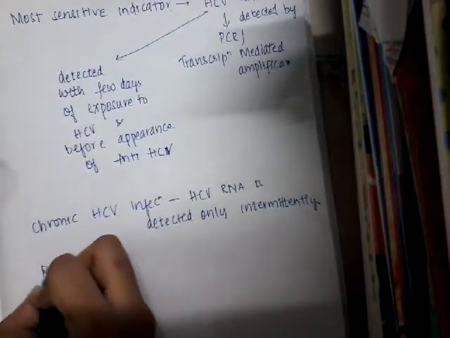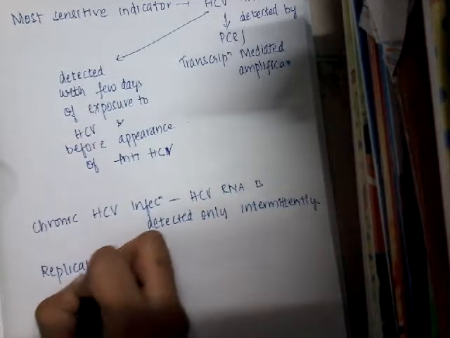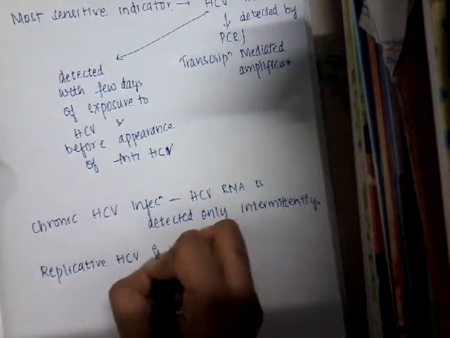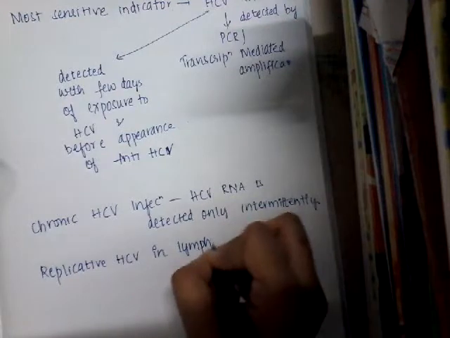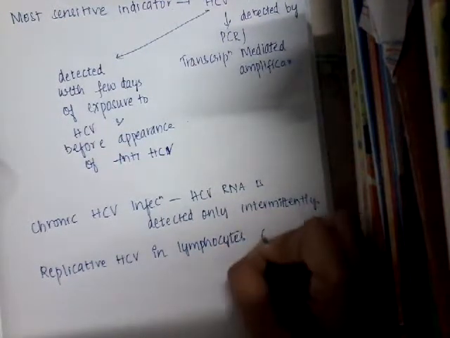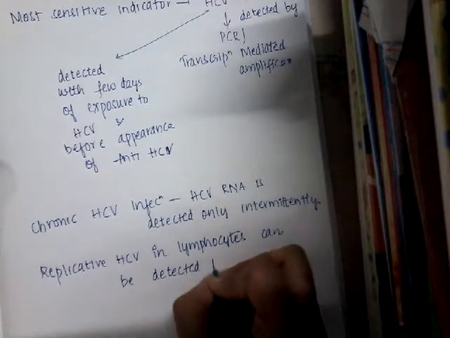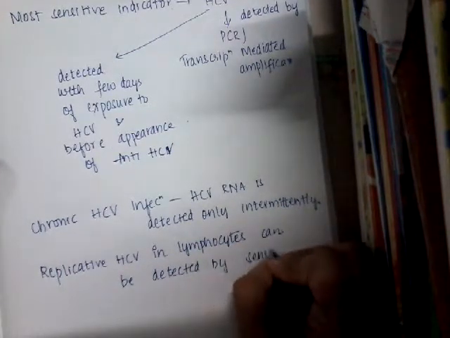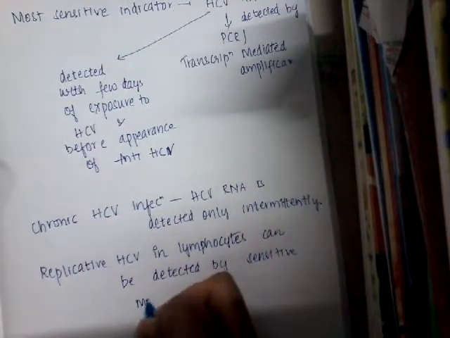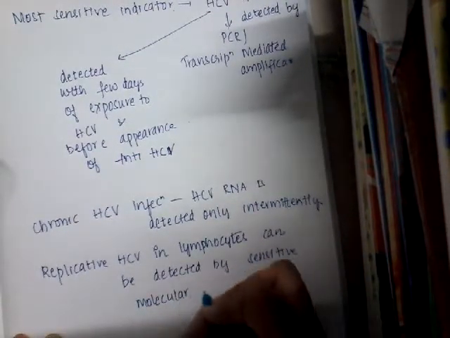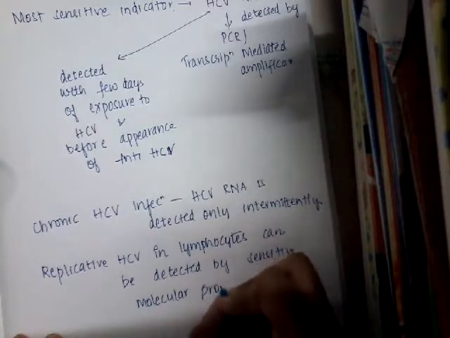Replicative HCV in the lymphocytes of an infected person can be detected by sensitive molecular probes. Okay, so this is about HCV, hepatitis C virus. So let us learn about the next and final hepatitis infection, that is hepatitis E virus.